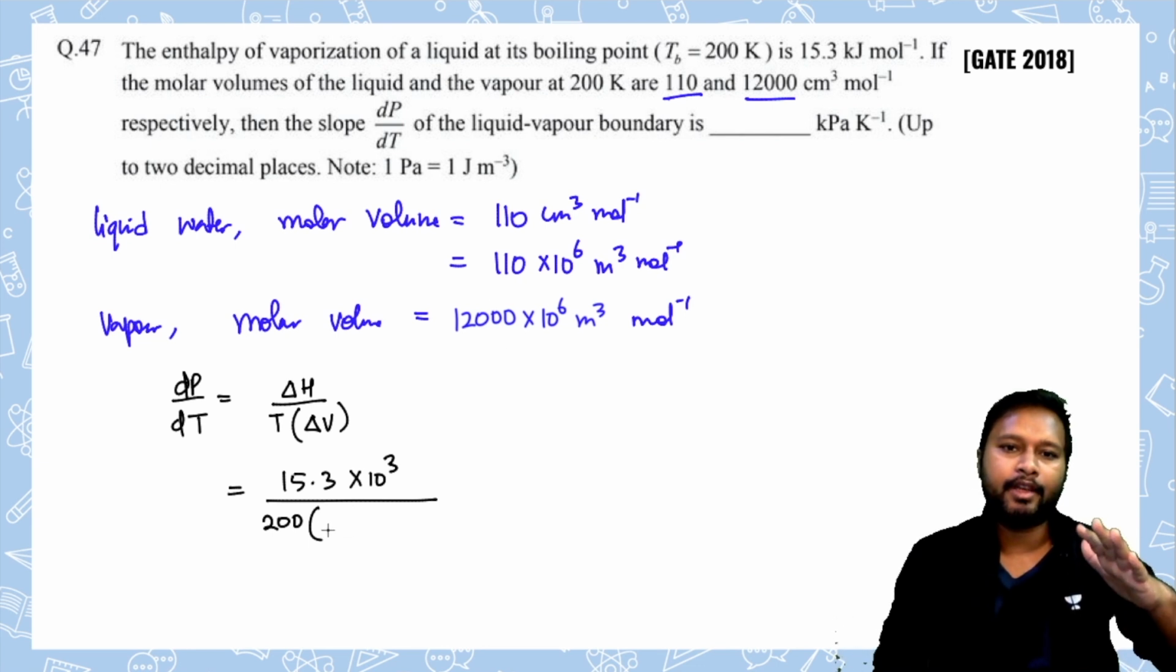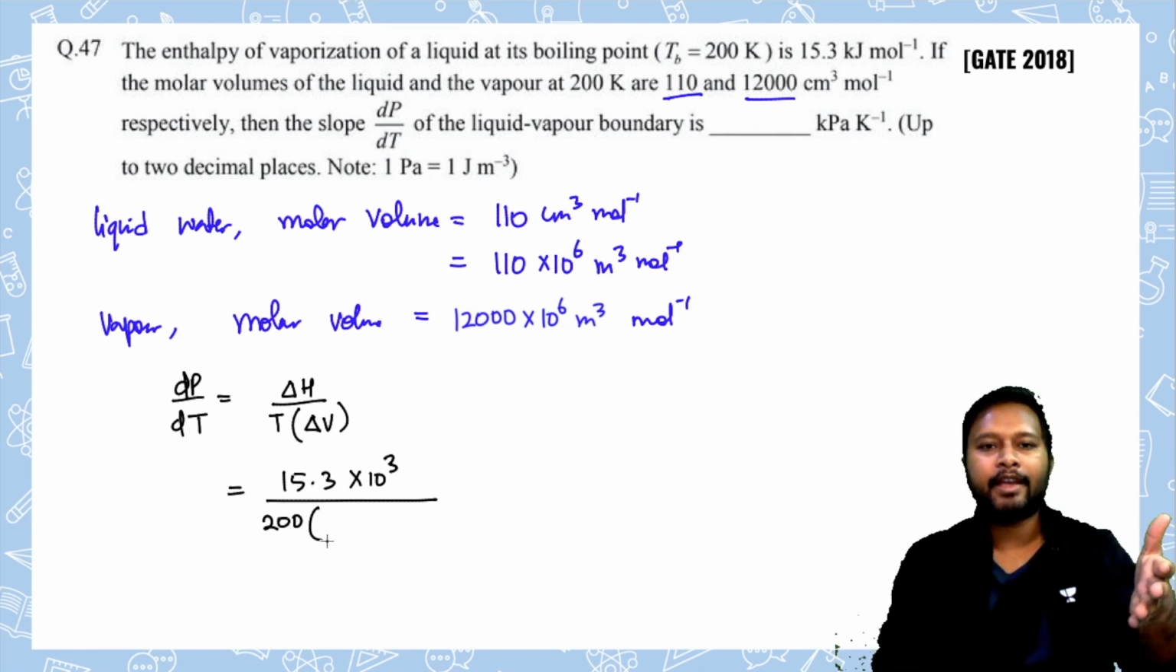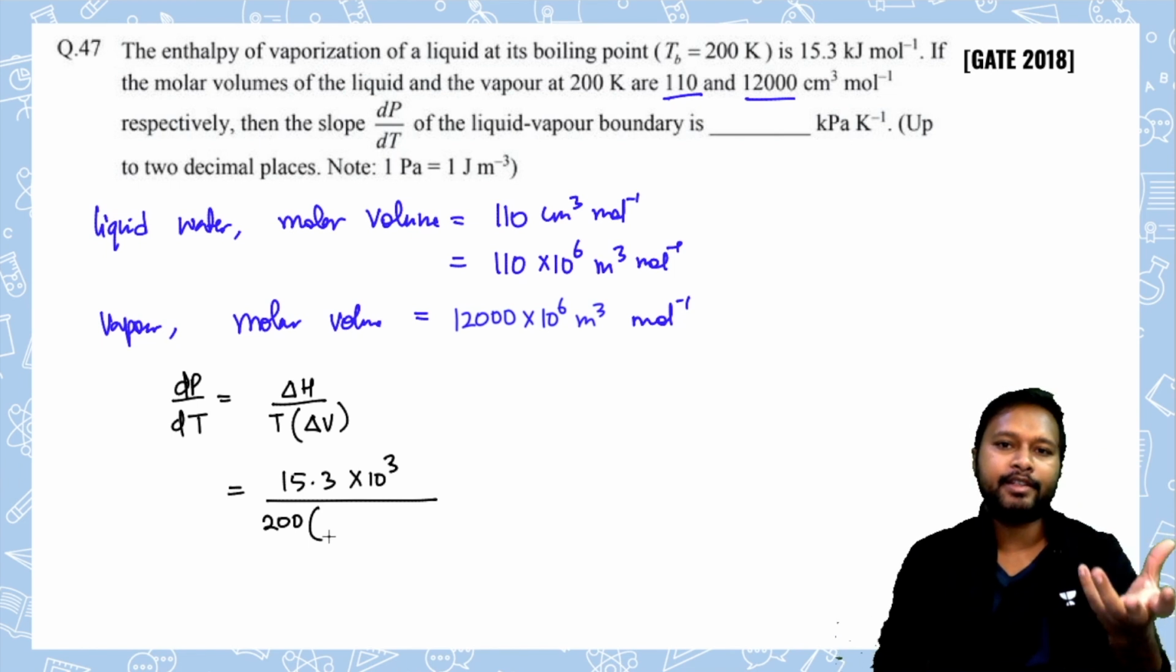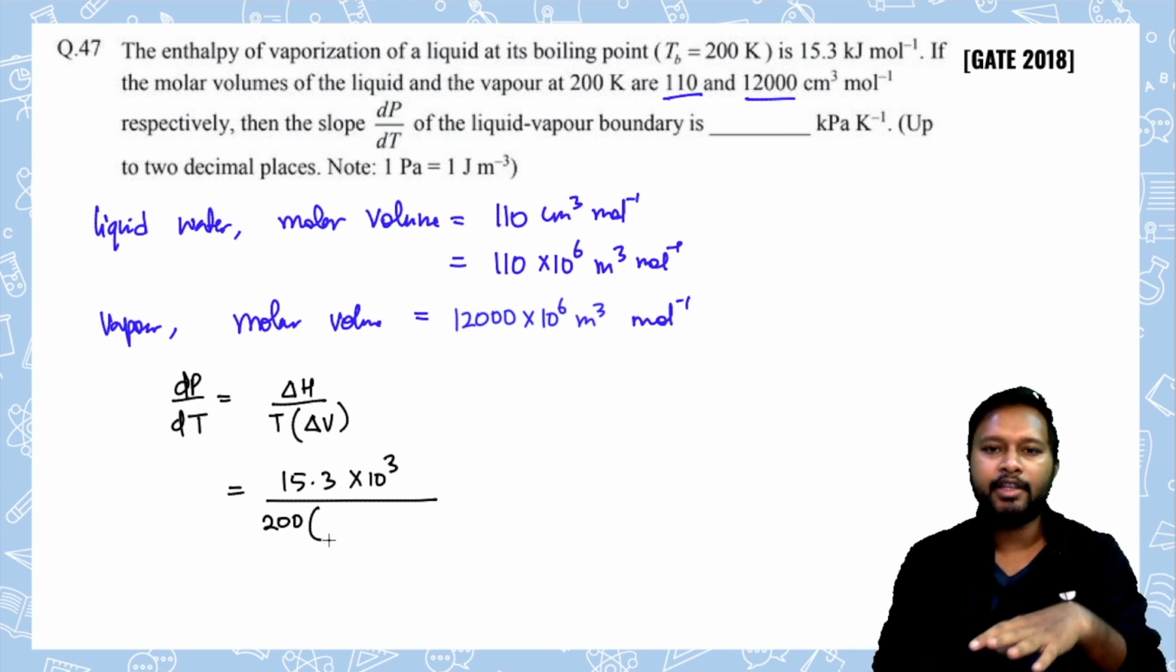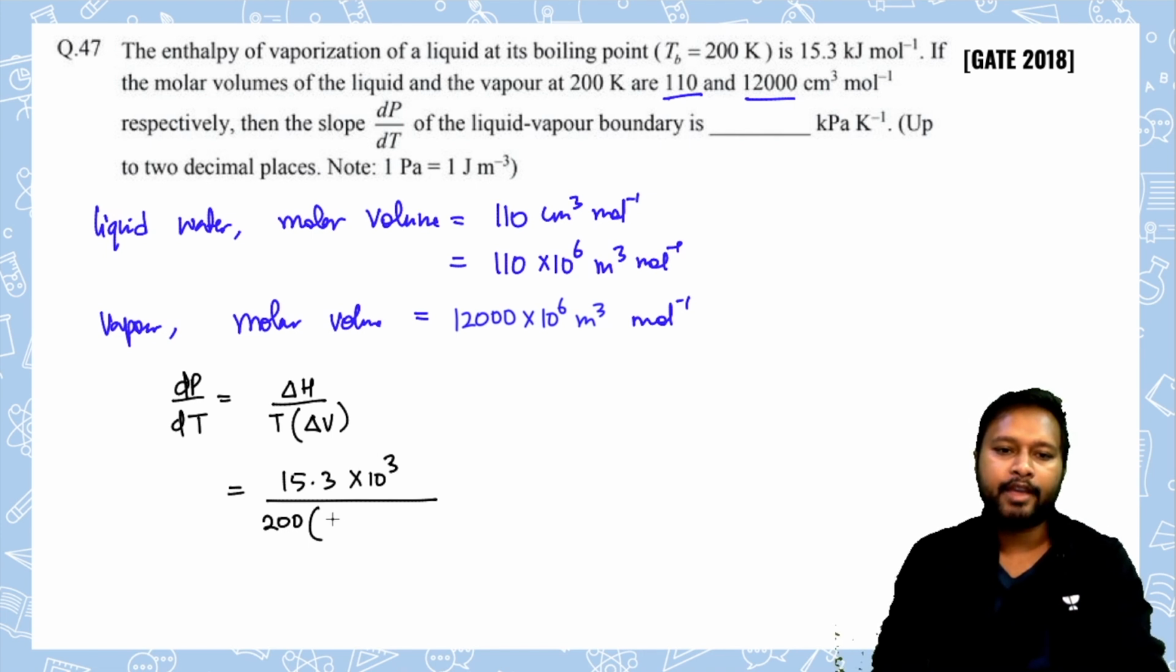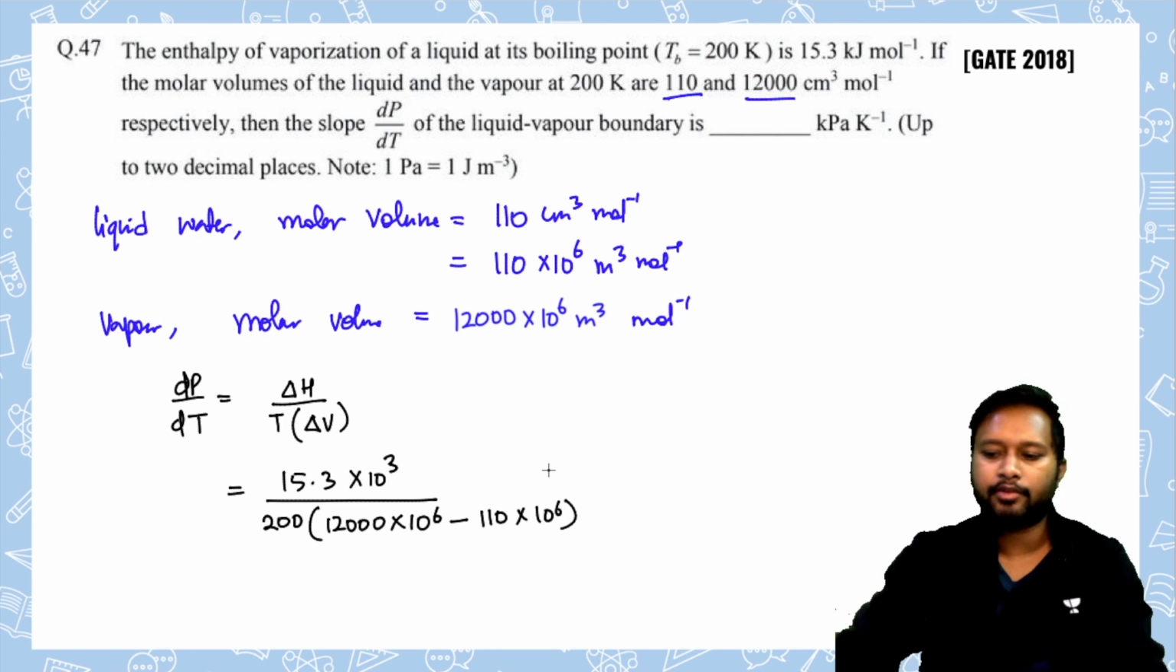because the liquid is going into the gaseous form. That's what the boiling does. So final volume minus initial volume. So finally it is gas, it is becoming gas. Initially it was liquid, so gas minus liquid, that's what we have to do. So gas volume is 12,000 into 10 to the power 6 minus 110 into 10 to the power 6. Okay, that's what you have to do.